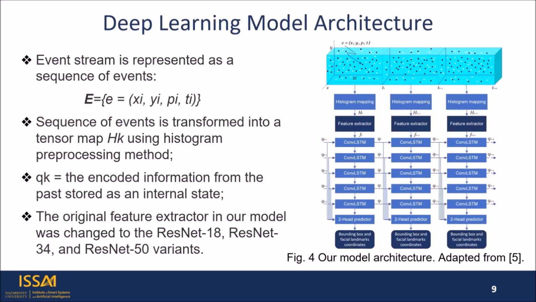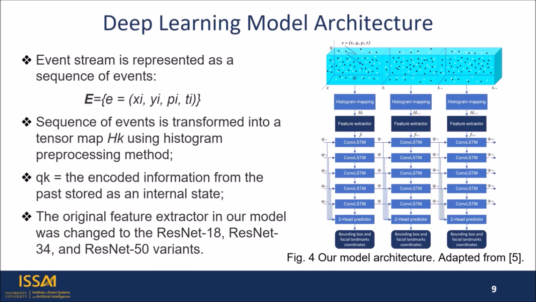As we can see in the slide, here is the provided information about the deep learning model architecture which we used in the paper. Our model is based on the paper Learning to Detect Objects with a 1 Megapixel Event Camera, which was used for object detection in event streams. In this model, the researchers introduced a mechanism in which learning occurs through incoming events accumulated over periods, and the use of prior information from past events.